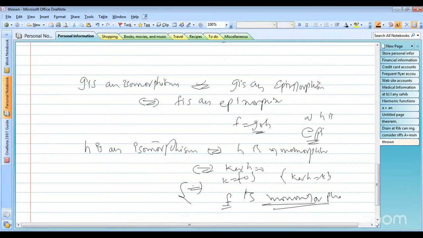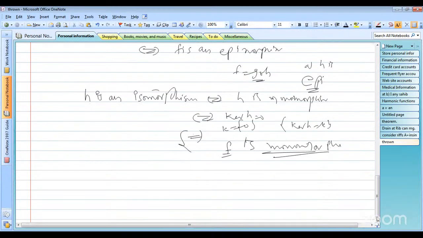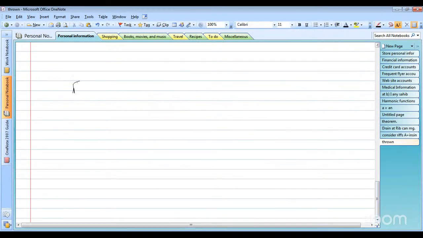So the importance of this one: any homomorphism can be written as a composition of a monomorphism and an epimorphism. This can be stated as the fundamental theorem of homomorphism. So from this theorem, we have to learn the fundamental theorem of homomorphism also.